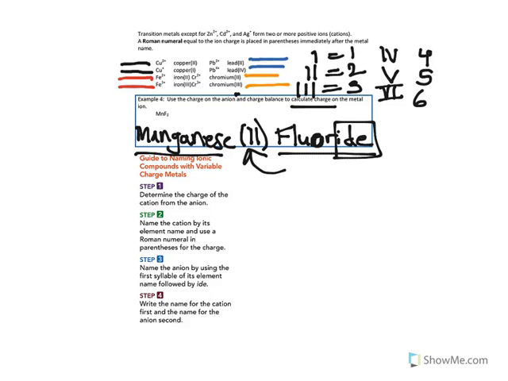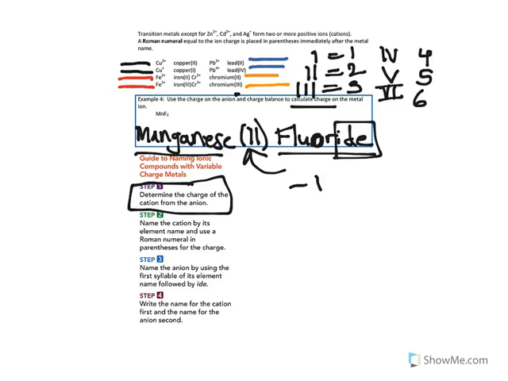Okay, so guide to naming ionic compounds with variable charge metals. Variable charge metals being fancy speak for transition metals. Step 1. Determine the charge of the cation by looking at the anion. None of the anions that we use have variable charges, so you will always know the charge on the anion. For example, all of the 7A's, the halogens, fluorine, chlorine, bromine, iodine, they all form a -1.